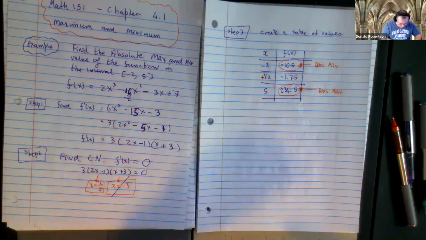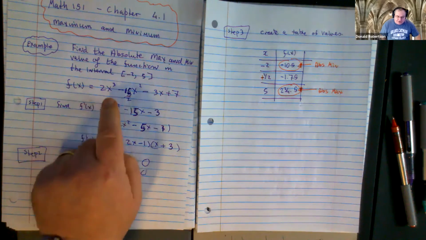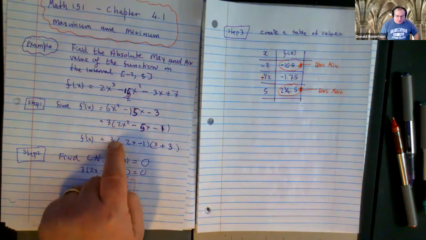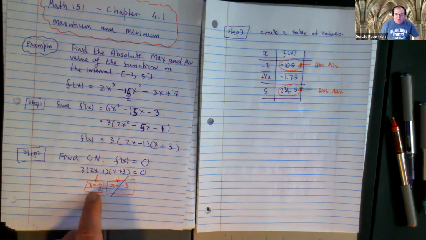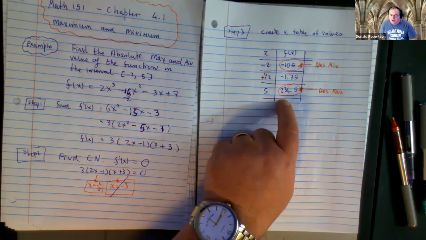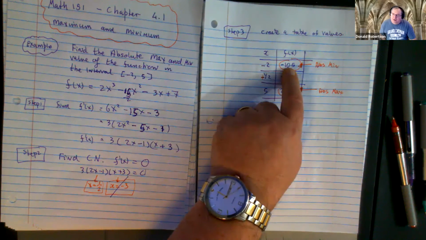But apart from a little wobbly start, are we comfortable with this process? Differentiate, style points. Find the critical numbers, kill off any that don't fit. Create a table of values. The biggest answer in the y's is your absolute max. The smallest answer in your y's is your absolute min.